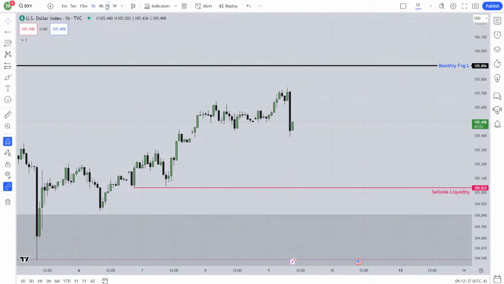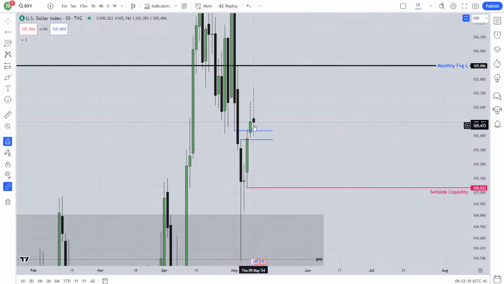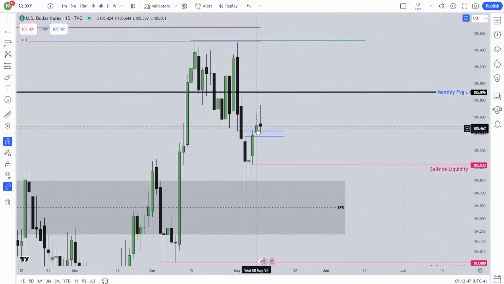Now let me go to the daily chart one more time. Well, you can see market came here to this area, right? This is the sell side liquidity. Now what else can happen? This candle will go lower below this low, then it will go higher again, and maybe it will close at the 50% of this fair value gap.